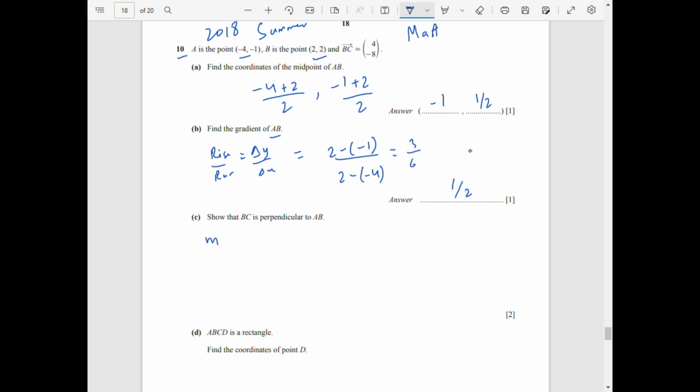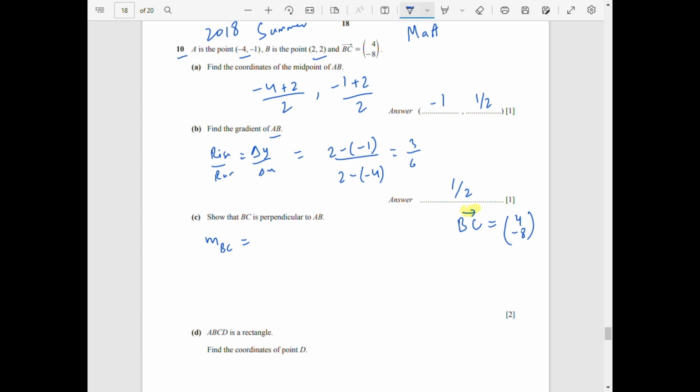So I denote the gradient of BC by this, and that can easily be found out. Some of you might be thinking how to find the gradient of BC since the coordinates of C are not even provided in the question. No problem. We have been provided the vector BC, and how do we know it's a vector? Because of this particular arrow on top of it.